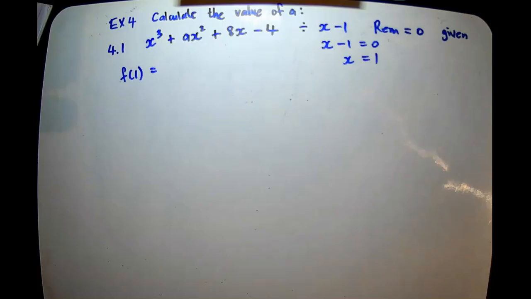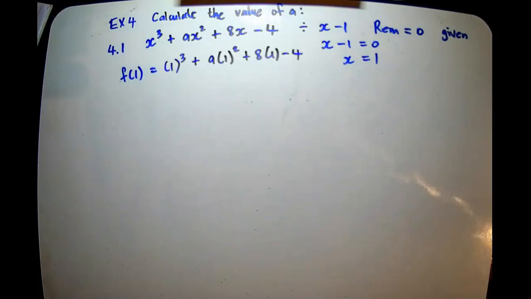Okay, so f of 1 into the equation. Answer on a calculator. So 1 plus 8 minus 4. Take a over. A is equal to minus 5.